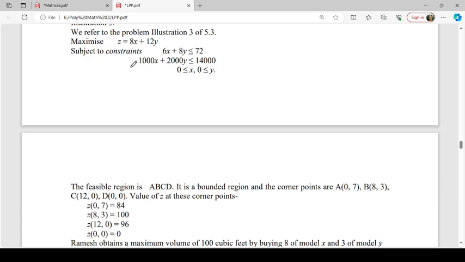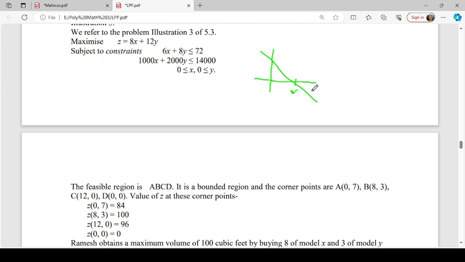So we draw the lines, then find the regions, then find the corner points. It is ABCD. What are the points here? The lines we draw. This is 6. It is 12. First one, it is 12. Then this is 9. So this is one line.